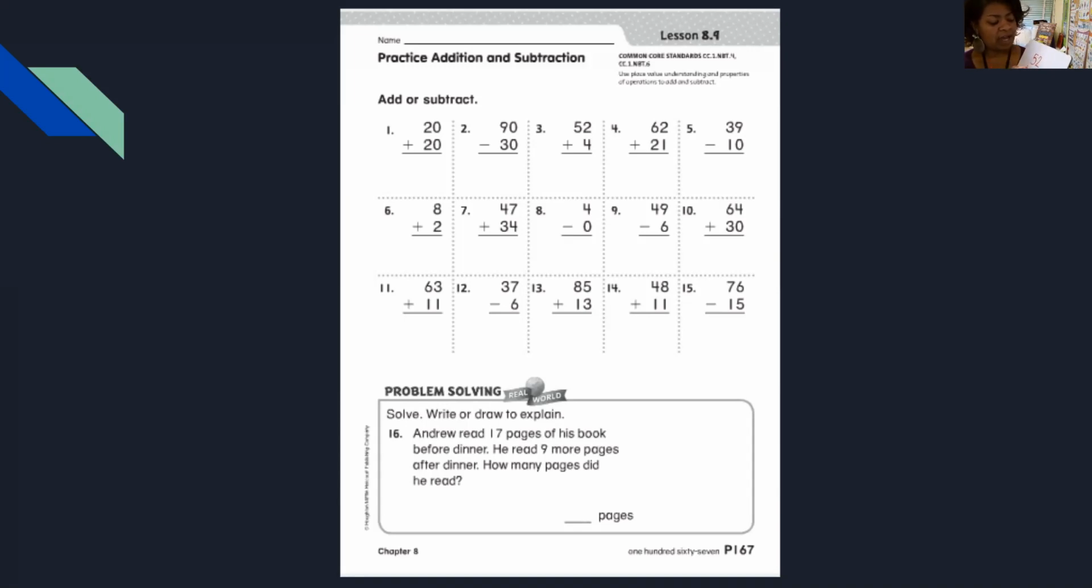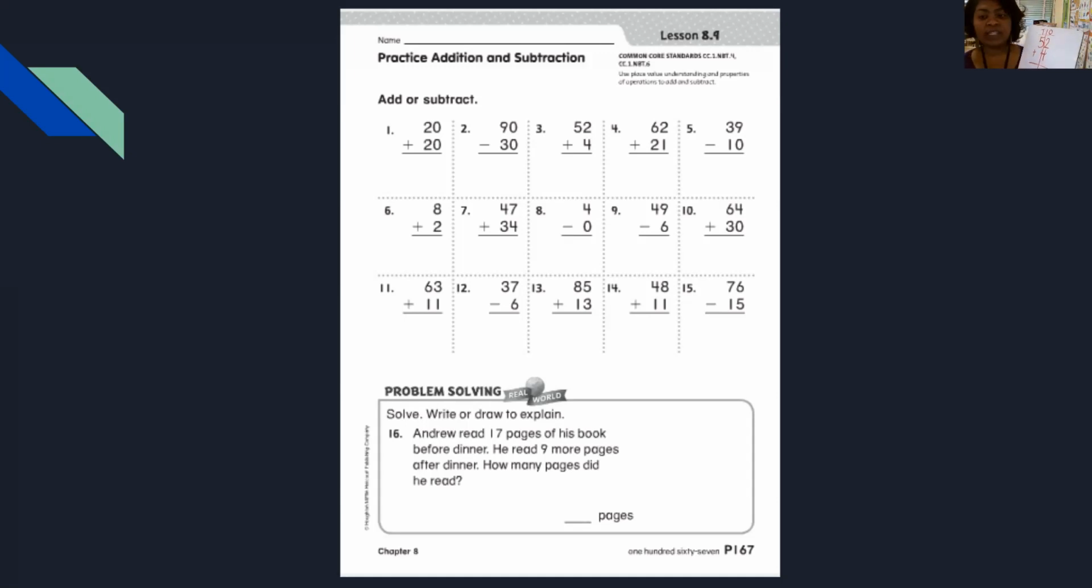All right, 52 plus 4. Now, one thing I could do is count on. I can put 52 in my head and I can add 4. 52 is here, 53, 54, 55, 56. So my sum would be 56. Or I could do this.